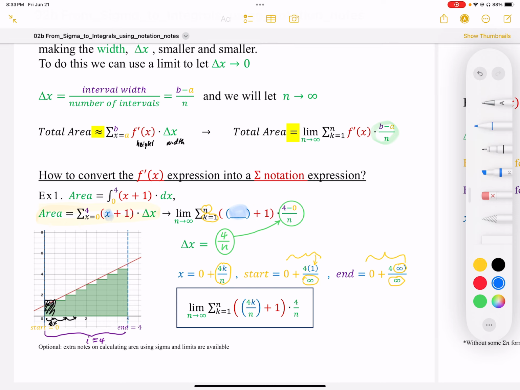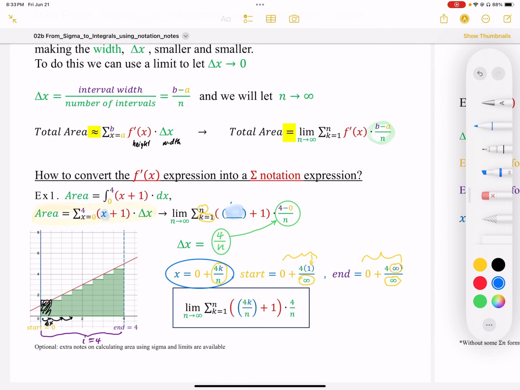So then this value here represents each x coordinate. Okay, as we increase the k, we're just going to move along that line and find the height of the graph at each x coordinate. So that becomes our x coordinate. So I plug in here 4k over n, and then I now have my sigma notation expression that I can calculate the area with using the sums of those rectangles.